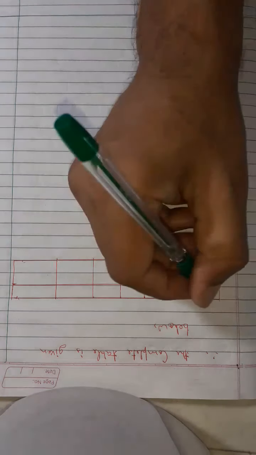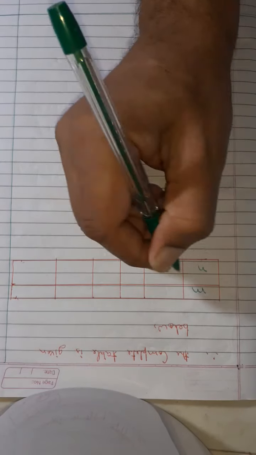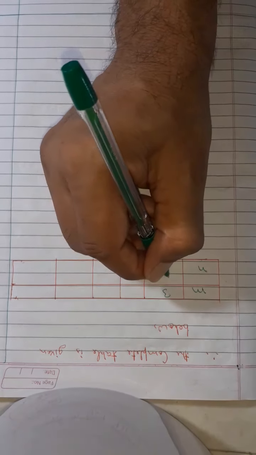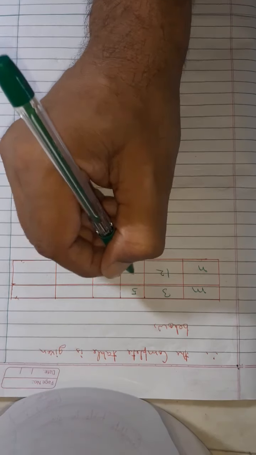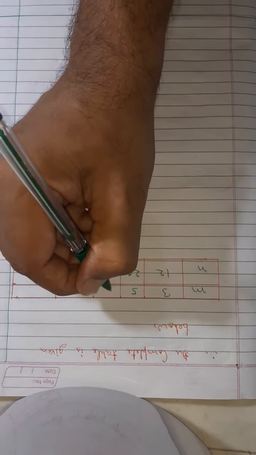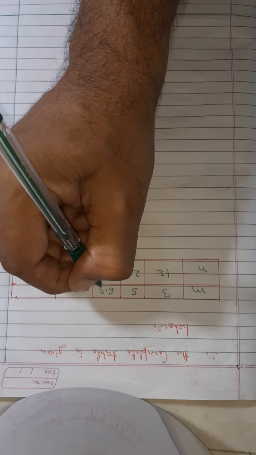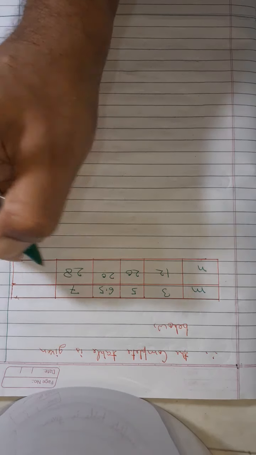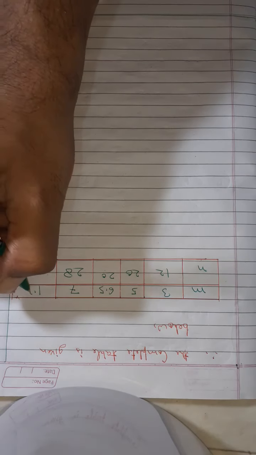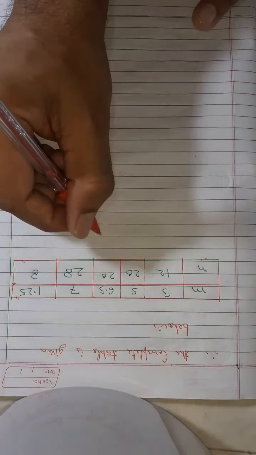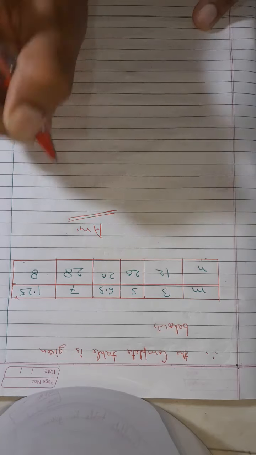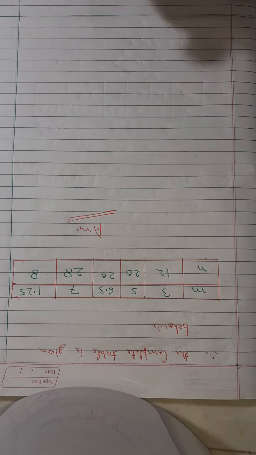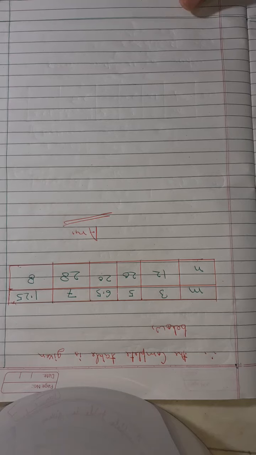Okay, this is what N, this is what N: 3, 12, 5, 20, 6.5, 20, 7, 28 and 1.25, and this is what 8. So this is the final complete answer. Clear? So this fourth question is completed fully.